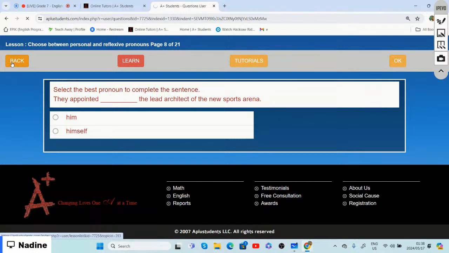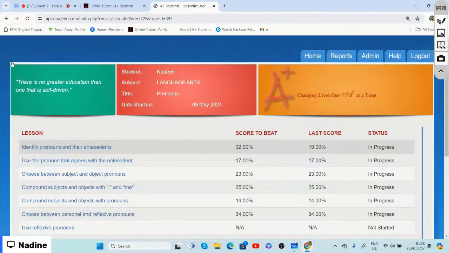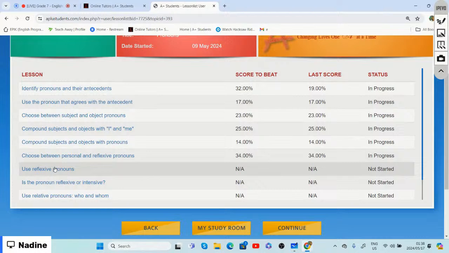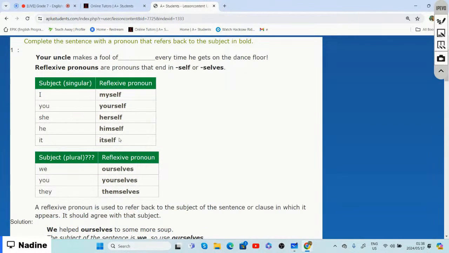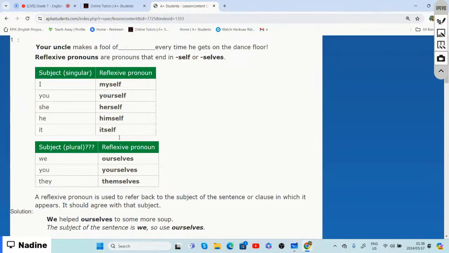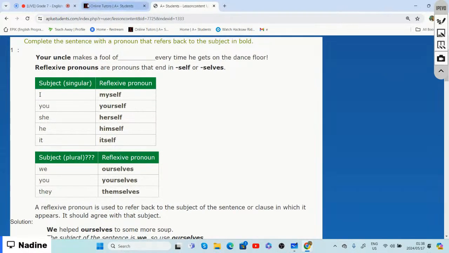So remember, when it comes to reflexive pronouns as well as personal pronouns, the difference is that with reflexive pronouns, we have a singular subject and we have a plural subject. Reflexive pronouns need to refer back to the subject that it was referring to, right? So these are reflexive pronouns. Myself needs to refer back to the singular subject I.